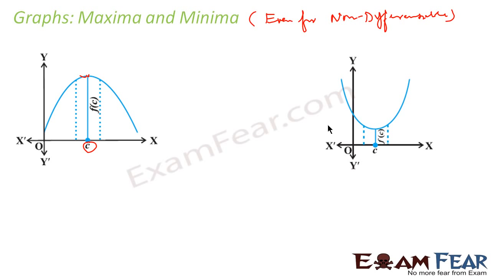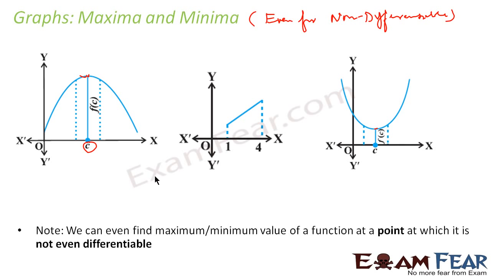Similarly, you have this graph, you can just observe the minimum value. This is f(c) and this is c. Similarly, with this graph, just by looking at it, you can find the maxima and minima. But the first observation is that we can find the maxima and minima of a function at a point even if it is not differentiable, using a graph.